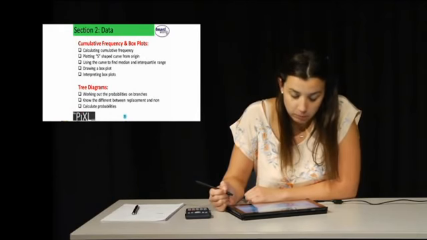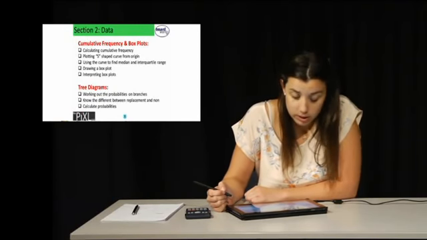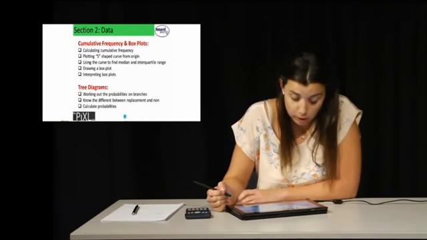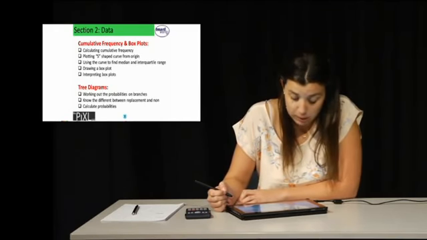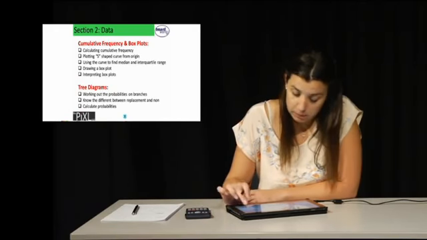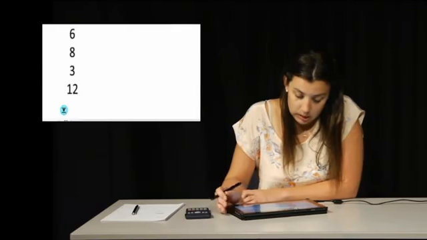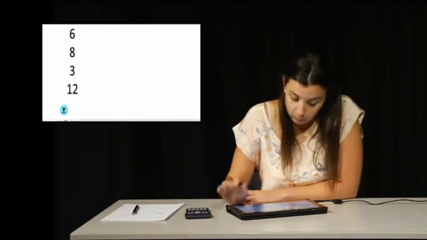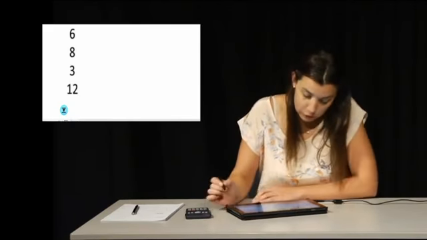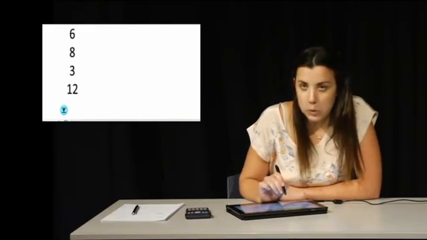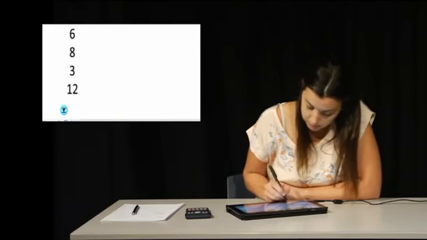Section 2 is on data. We've got two topics. One is cumulative frequency and box plots, and our second topic of B grade is tree diagrams. Cumulative frequency. I've got two lists of numbers on your sheet, and a cumulative frequency is like a running total. So let's have a look.